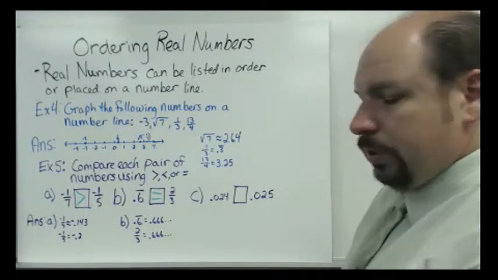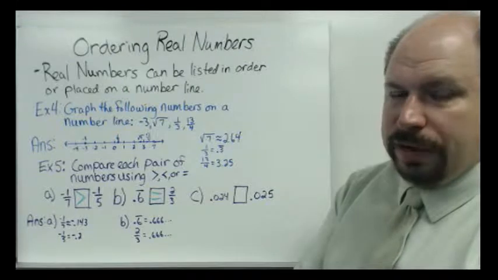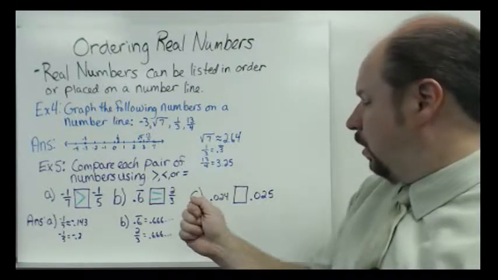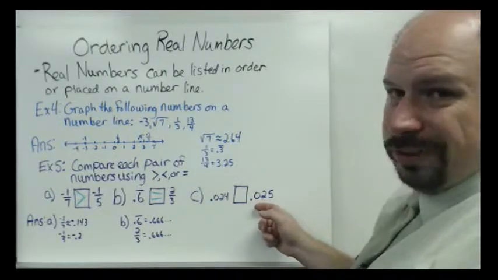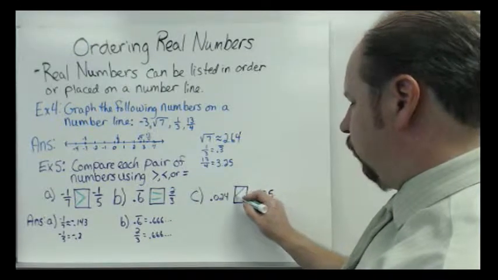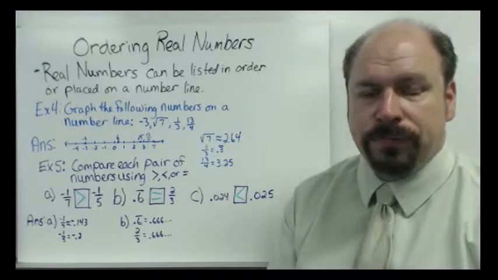Okay, and C, 0.024 compared to 0.025. Well, again, we have to think of which one is farther to the right. And in this case, since they're both positive, the one that looks bigger actually is bigger. So 0.024 is less than 0.025.